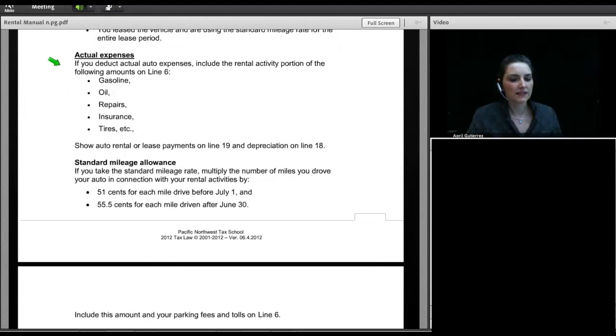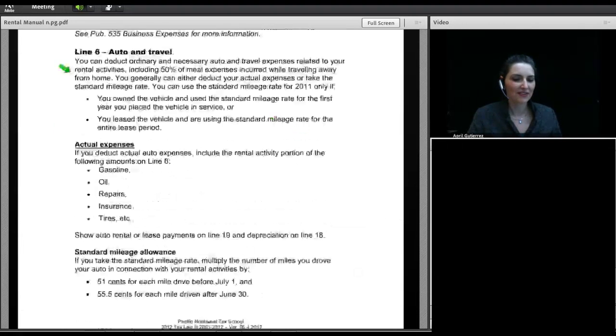Actual expenses. If you deduct actual expenses, include the rental activity portion of the following amounts on line 6: gasoline, oil, repairs, insurance, tires, etc. You should show auto, rental, or lease payments on line 19 and depreciation on line 18 of Schedule E, not on the auto line, line 6.